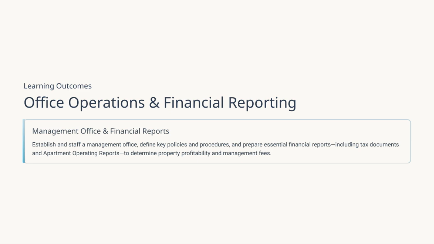Next, we need to prepare essential financial reports. This includes tax documents, which are crucial for compliance, and apartment operating reports, which give us a detailed view of each property's performance. By doing all of this, we can accurately determine property profitability and establish appropriate management fees. This foundation is key to effective property management and overall success. Remember, having a well-structured office and reliable financial reports supports informed decision-making and long-term growth.